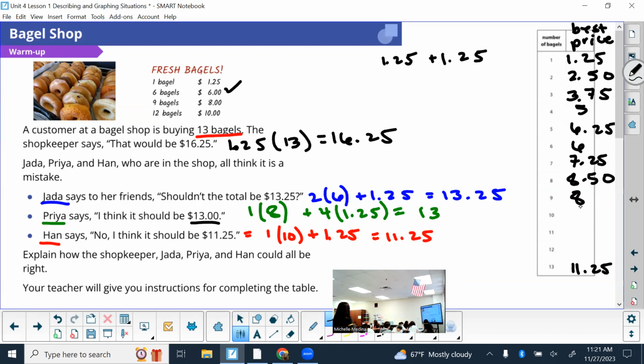So then table one, when it's 10 bagels. $9.25. Table two, when it's 11 bagels, what's the best price? Okay, good. And then table three, when it's 12 bagels, what's the best price?